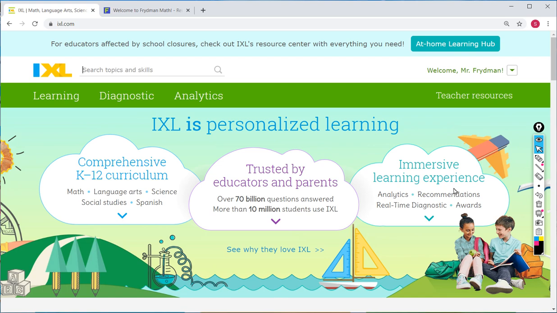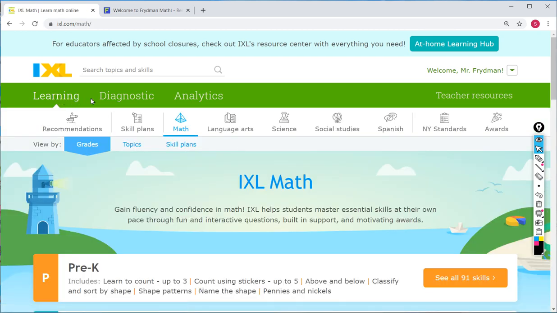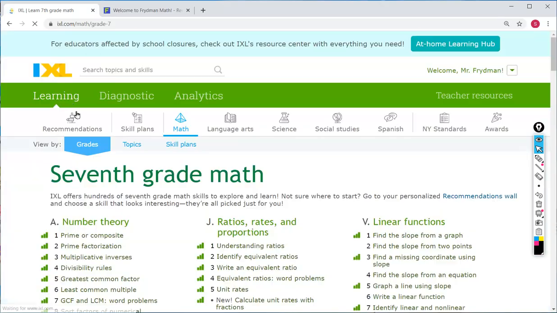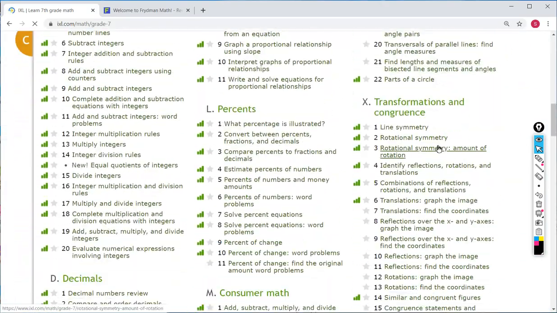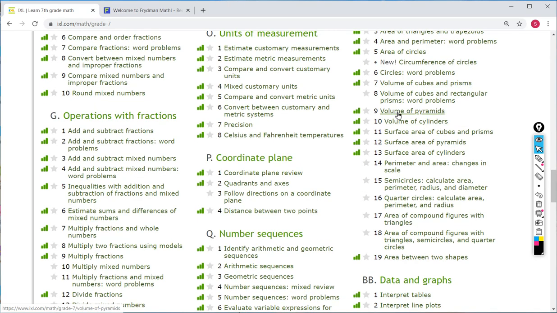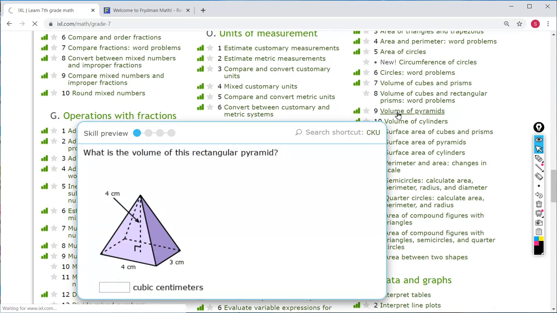Do IXL 7th grade AA.9. Go to Learning. Make sure that you are on Math. Then go down to 7th grade. AA.9, Volume of Pyramids.